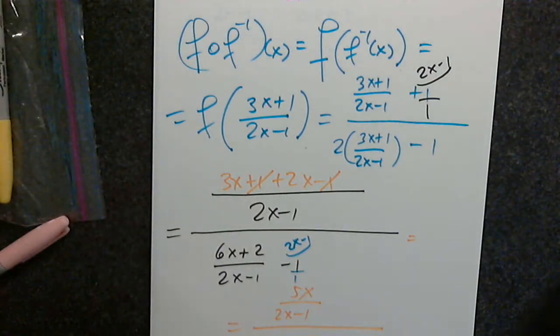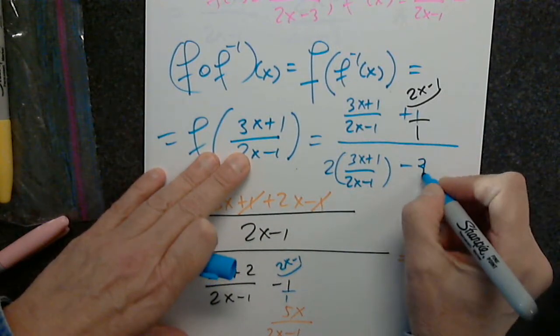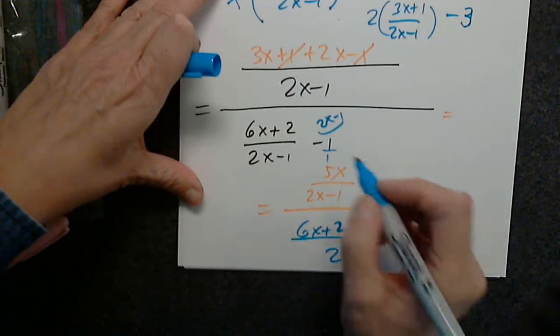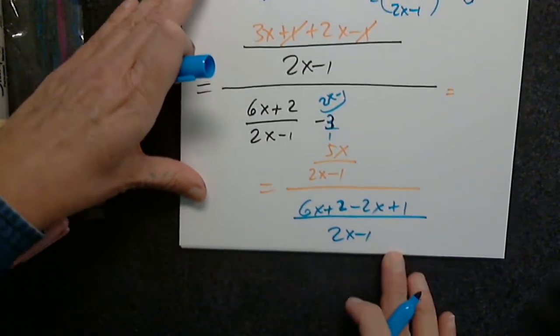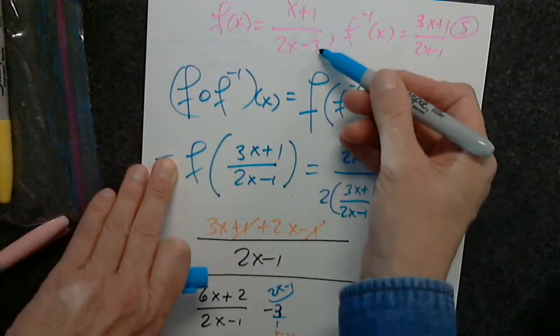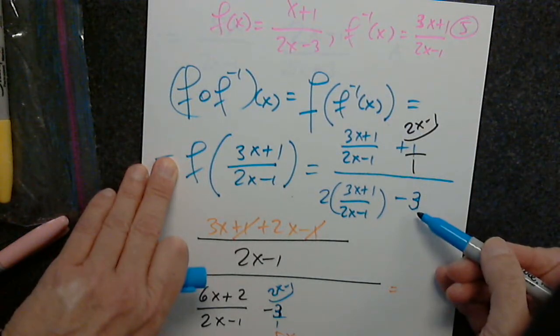My apologies. I copied negative 1 instead of negative 3. Sorry about that. I don't know why. This was negative 3, but I copied negative 1.